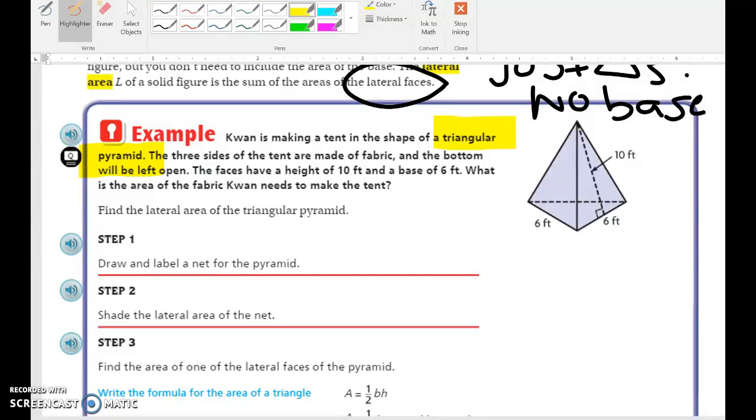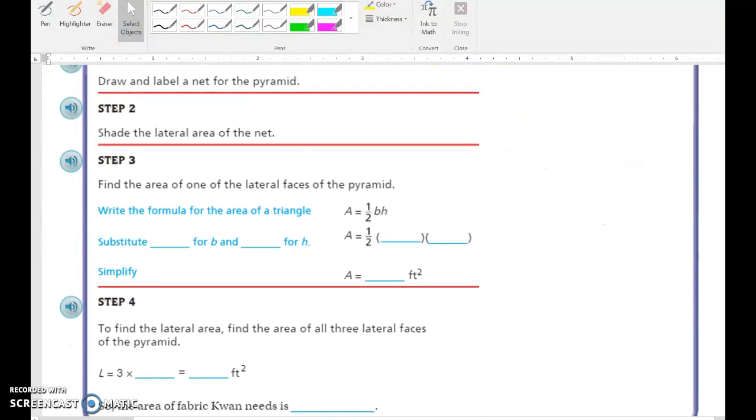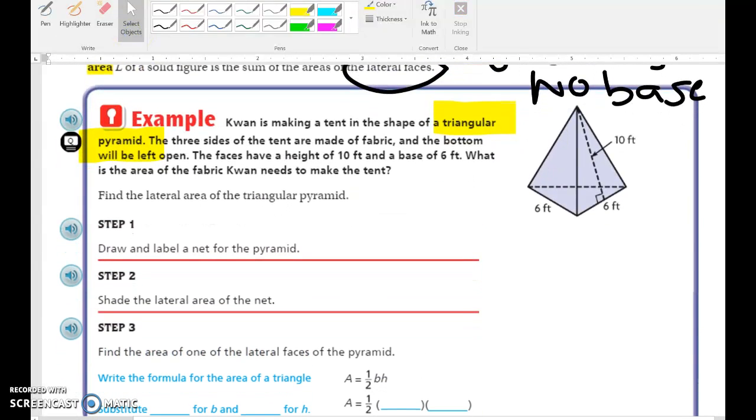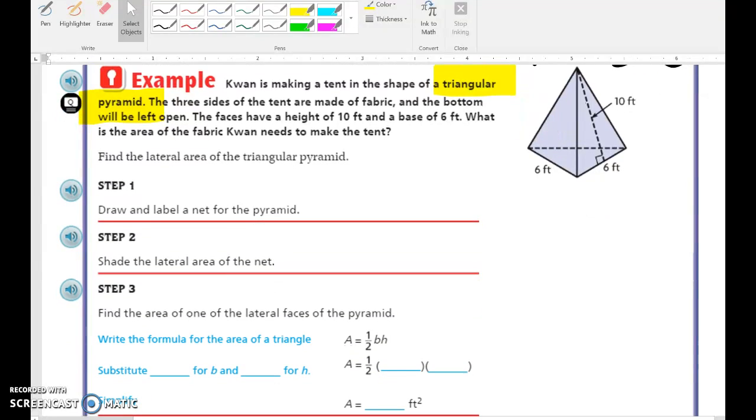One of them is the base, and three of them are the lateral faces. There's also a similar net on page 598 for a triangular pyramid. Okay, the first thing we're going to do is make a net. We've got a nice little blank space here, so let's try to understand how we're going to make the net.